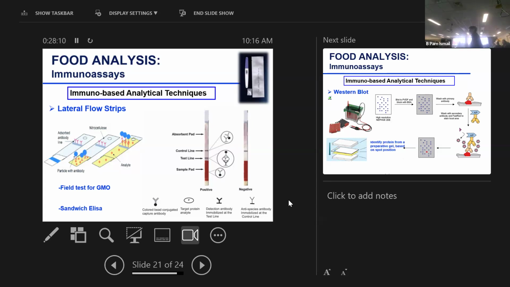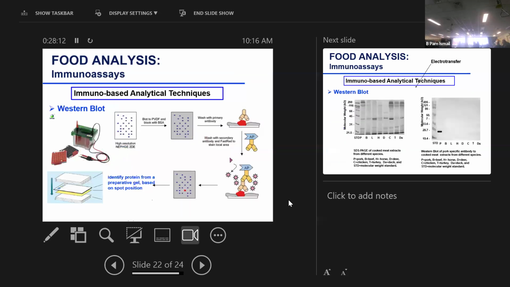All right? Okay. Last, I want to talk about a Western blot. So Western blot is qualitative. So if you have a lot of samples and you just want to see if you have immunoreactivity with any proteins in these samples, what you would do is run a 2D electrophoresis that we talked about in the protein characterization lecture.